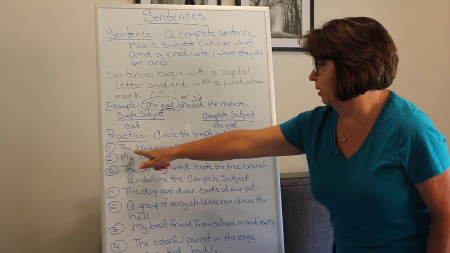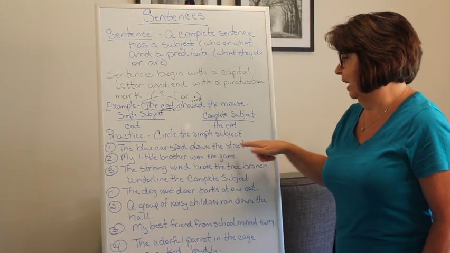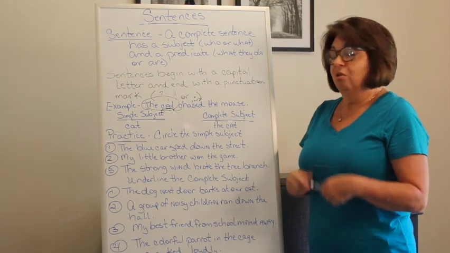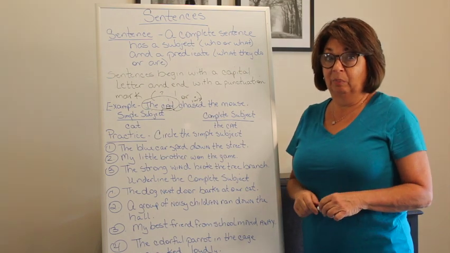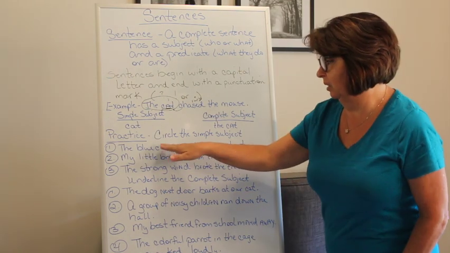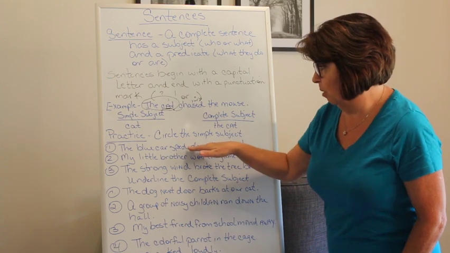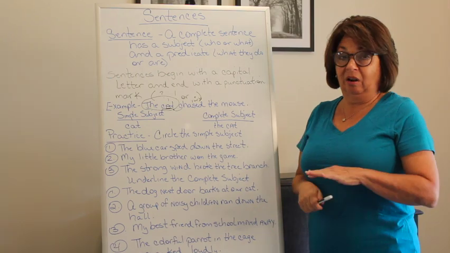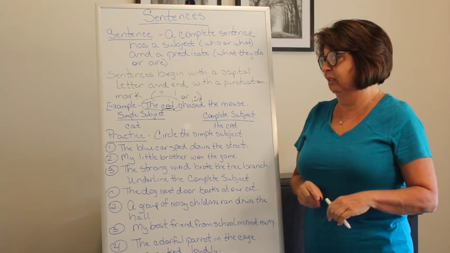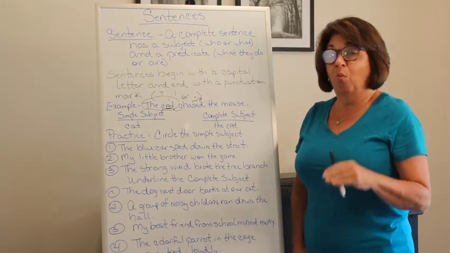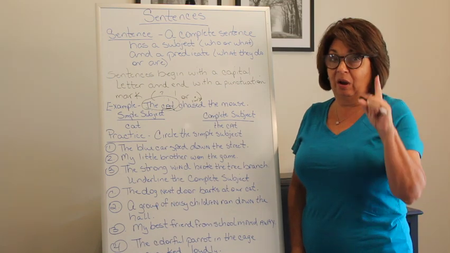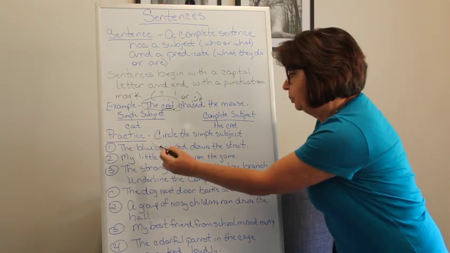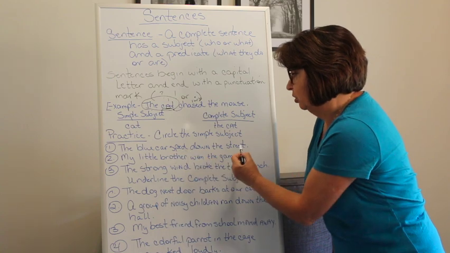All right, number one, the blue car sped down the street. What is this sentence about? This is a complete sentence. It has a subject, it has a verb, it ends in punctuation, it starts with a capital letter, so it's got all of our things for a complete sentence. But now we want to know, what is the simple subject? What is it about? One word. So, the blue car sped down the street.